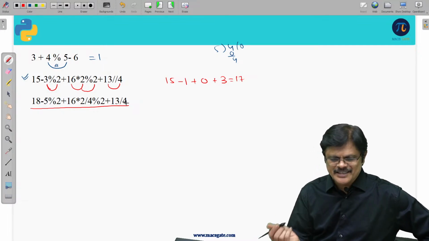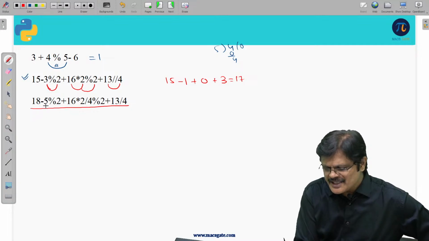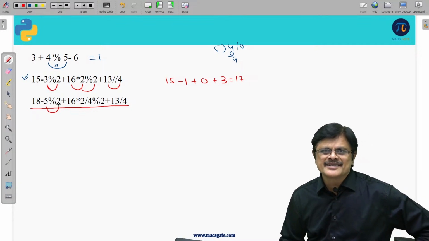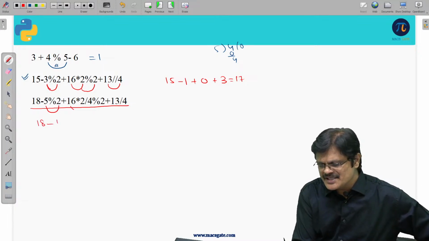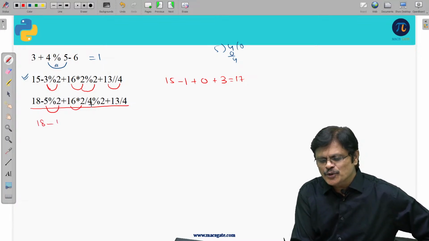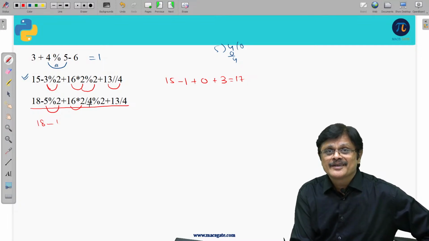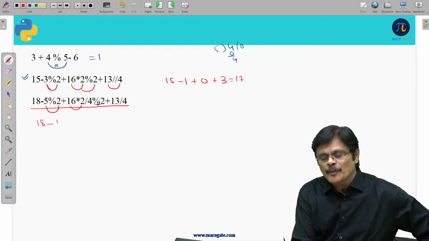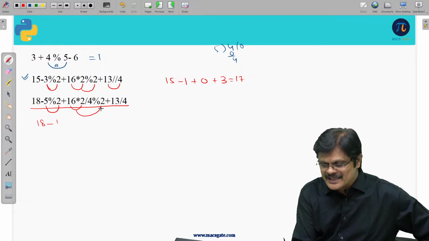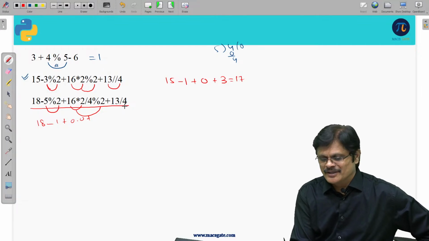20 is expected. Let us see. So here it is 5 modulus 2. Remainder is 1, so 18 minus 1. This is 16 into 2, 32. 32 by 4 is 8. Actually, division means 8.0. 8.0 modulus 2 is 0, it is completely 0.0.